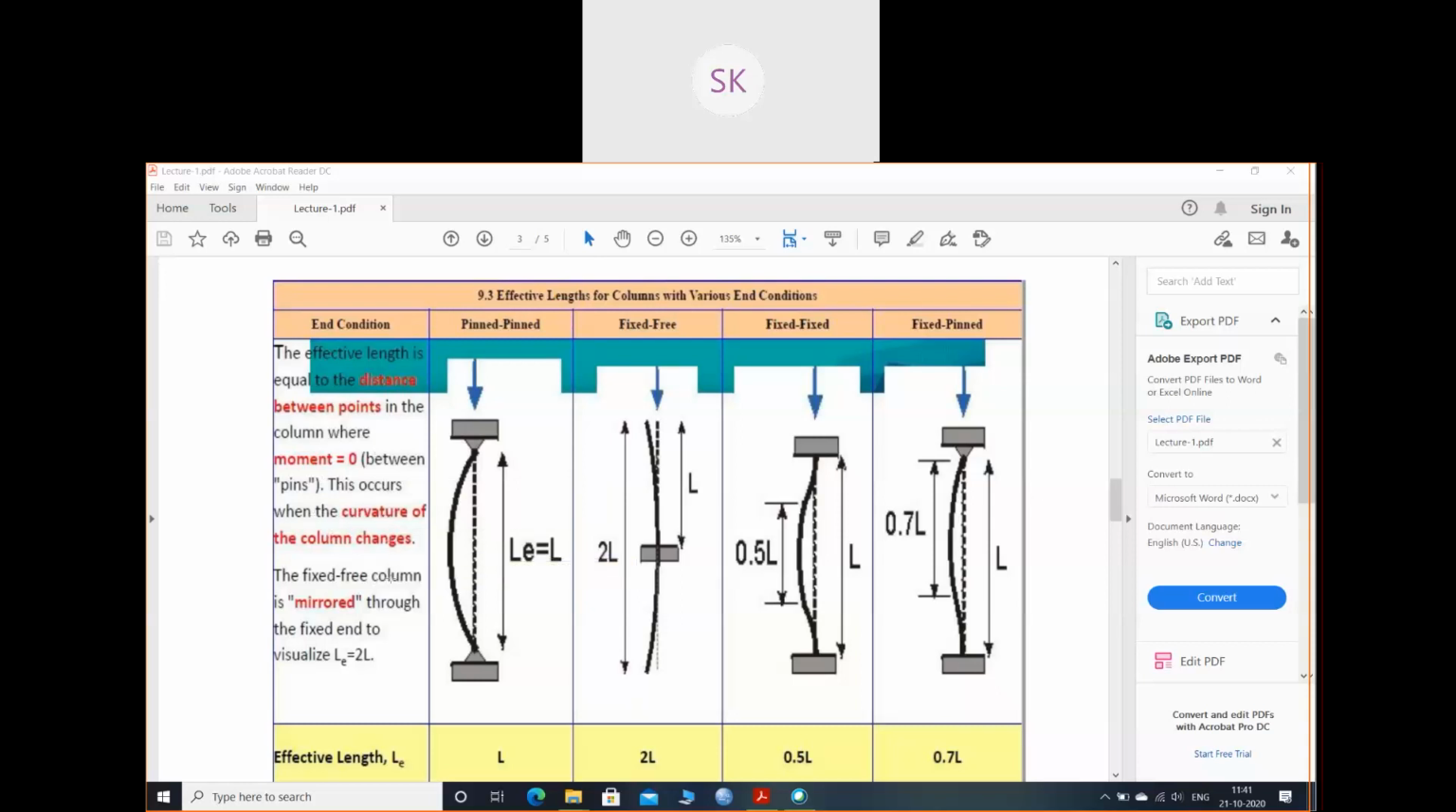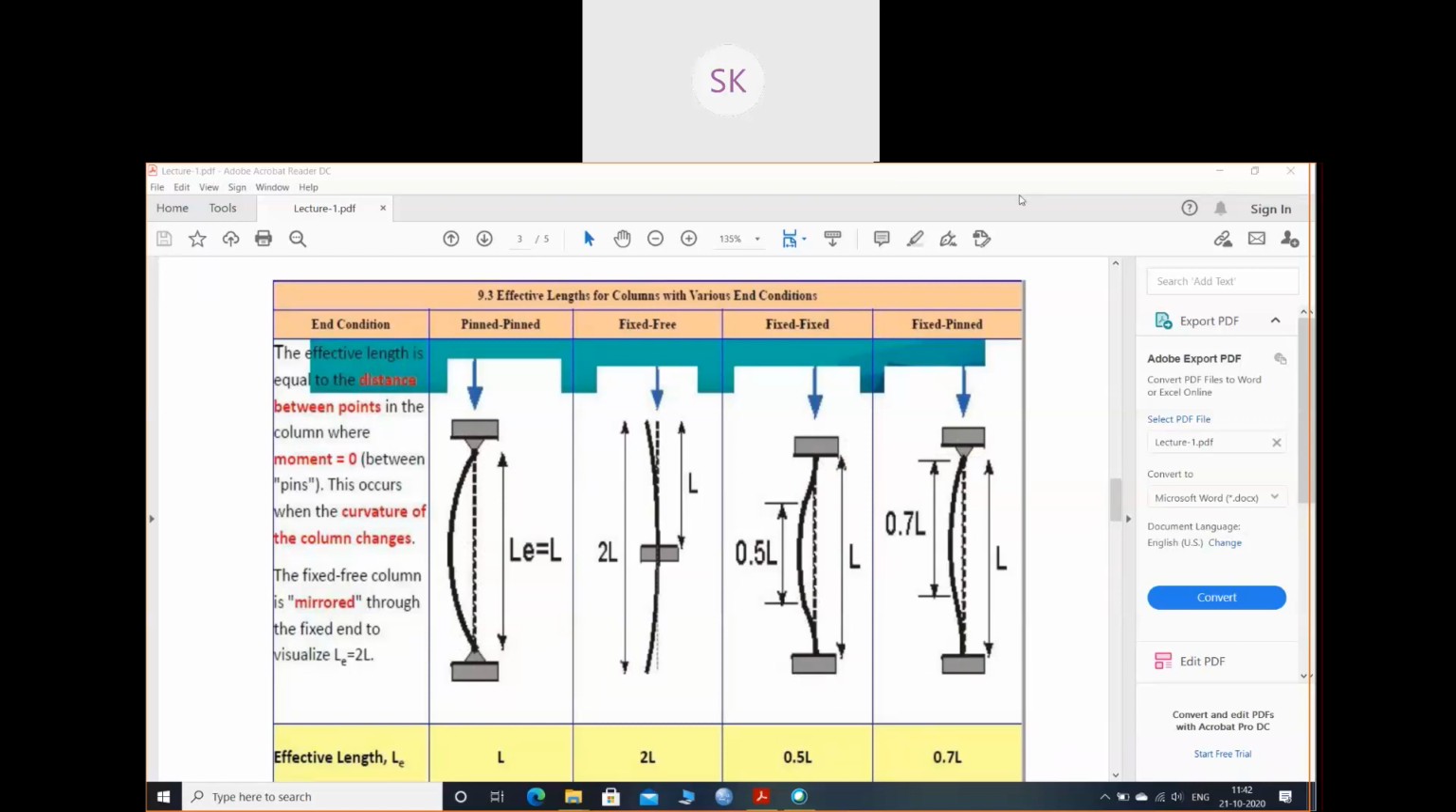The fixed-free column is mirrored through the fixed end to visualize, L equals 2L. So this is the pinned, and that means both ends are fixed. Okay, fixed-free. Then this is the pin supported. That means two supports are hinged. This is both ends fixed. Here one is fixed, this one is fixed.